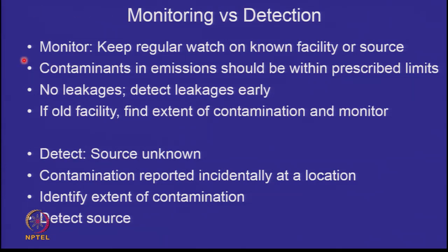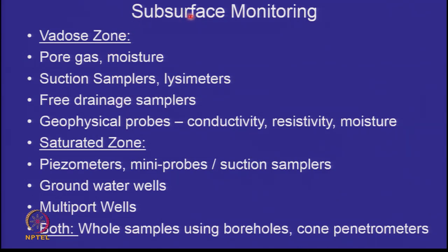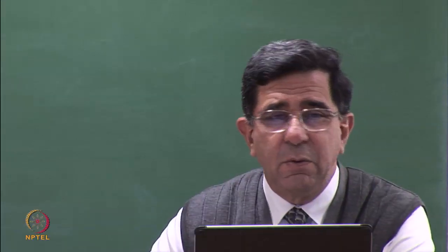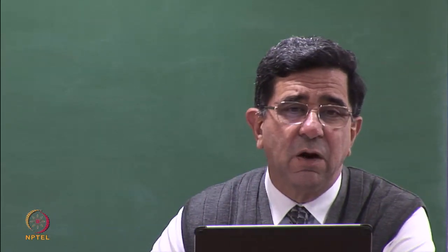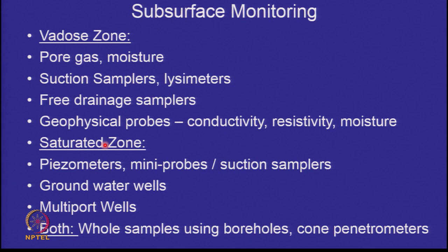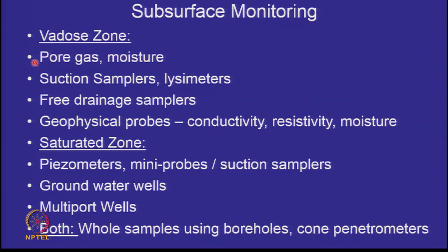In this lecture and in the earlier lecture, we have only been looking at monitoring of the subsurface environment. When we looked at the subsurface environment, we talked about the vadose zone, which is a three-phase media, and the saturated zone. We said that the saturated zone is simpler because you just have to take out the groundwater and assess the contaminants in it. It is so much easier to take out the liquid than to take out the three phases. So we looked at various samplers like suction samplers and lysimeters last time. We looked at the free drainage sampler last time. We began discussion on the saturated zone.